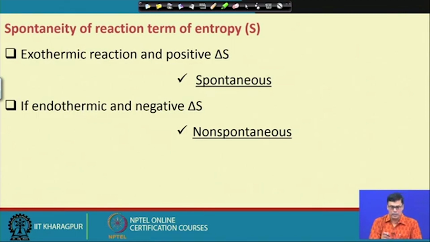Now, an exothermic reaction with positive entropy, as I told you, is called spontaneous, and in the case of an endothermic reaction with negative del S, we call it non-spontaneous. So, these are the two types of reaction that we have, and on the basis of the change of entropy, we can easily find out the nature of the reaction, whether it is spontaneous or non-spontaneous.